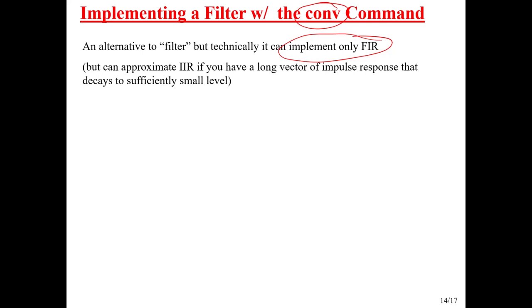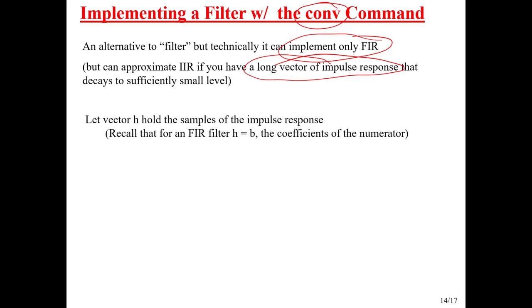So you might just be able to take a long vector of the impulse response that eventually decays down to some small numbers, and then you could use the convolution command. Not necessarily the best way to do it. It might take a lot longer to run that way than doing the filter command, but if you don't have the filter coefficients and all you have is the impulse response, then you're pretty much stuck doing it this way.